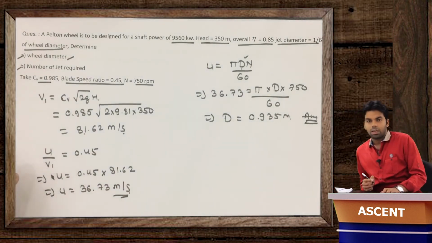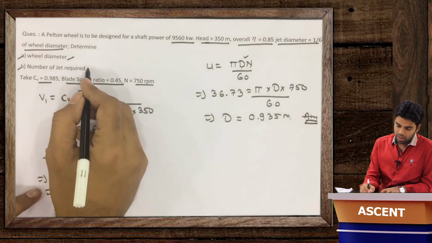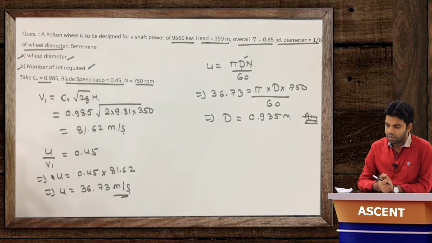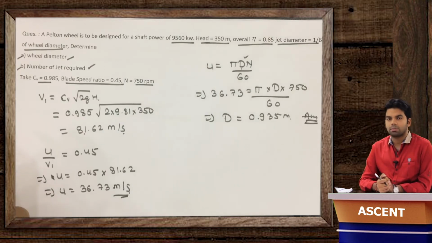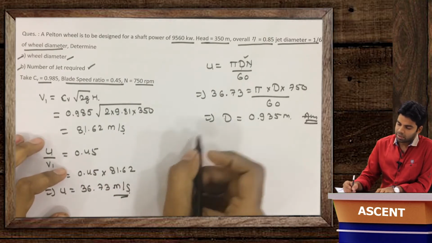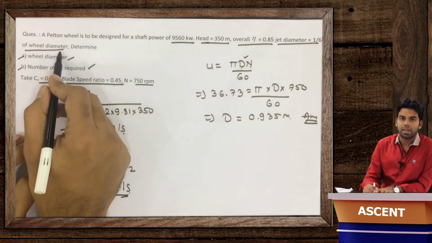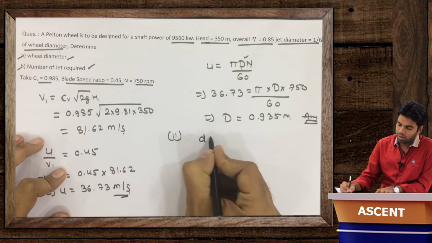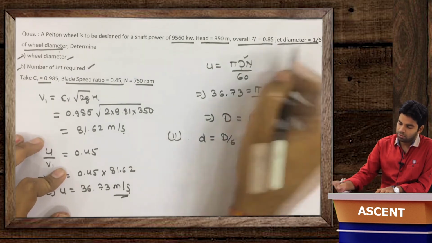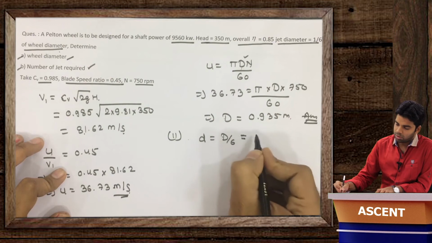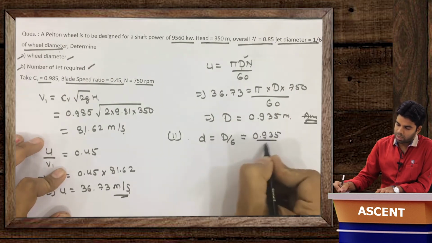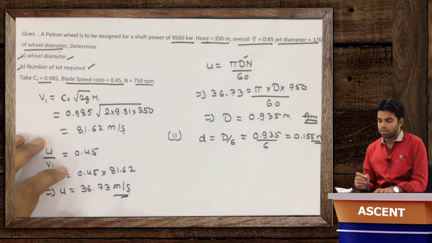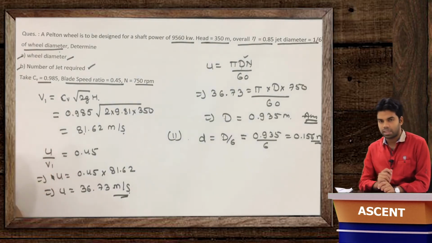First thing. Now second thing which is asked is number of jets required. How many jets in total are required here? So how can we determine this? First of all we can determine the jet diameter. The jet diameter is 1/6 of the wheel diameter. We have the value of wheel diameter, so we can determine the value of jet diameter small d, which is equal to capital D by 6, 1/6 of the wheel diameter. So this will be equal to 0.935 by 6. So this will be equal to 0.156 meter. This is the value of one jet diameter.